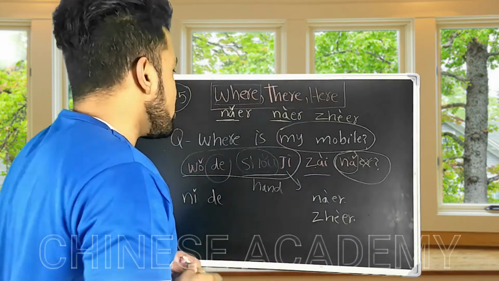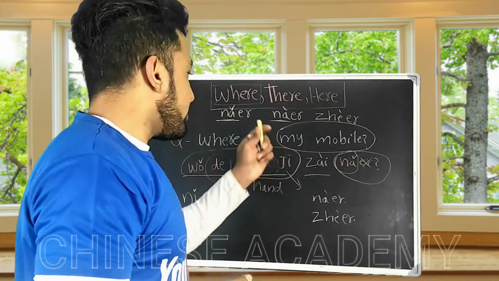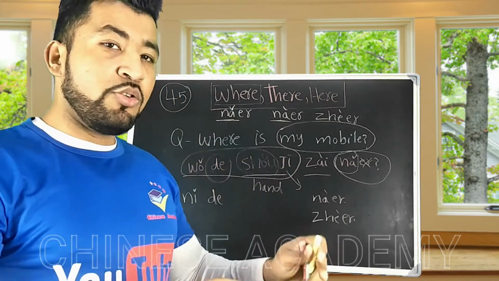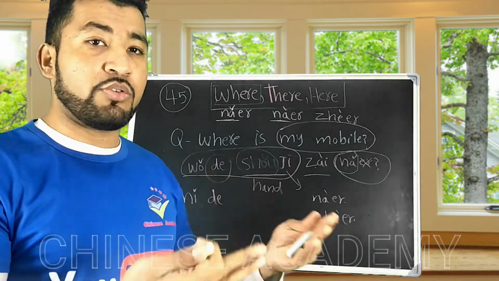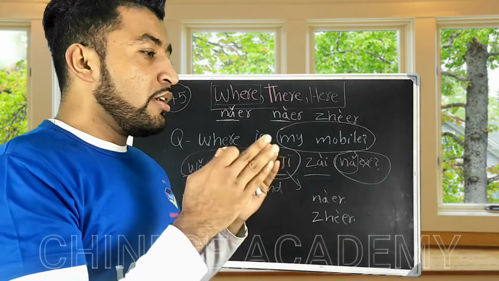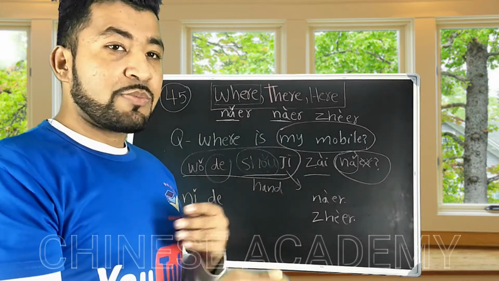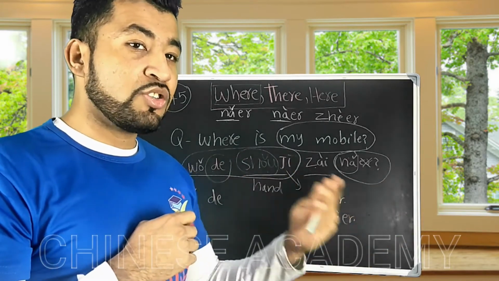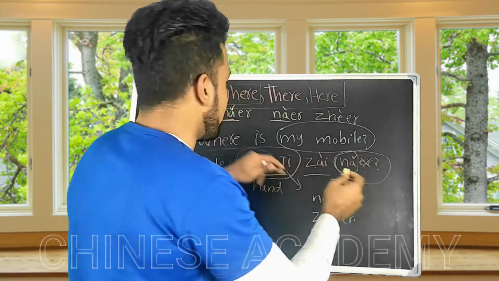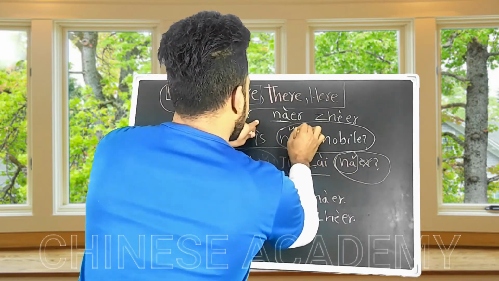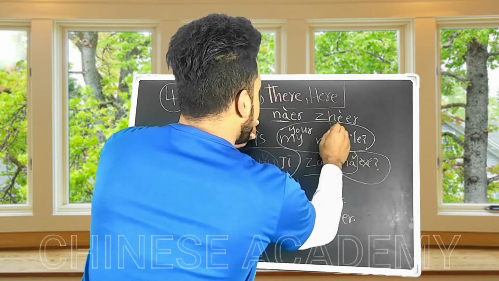你的手机在这儿. But this was just an example for mobile phone. You can use such examples for each and everything. For example, you're asking your classmate about your notebook, where is your book. In that case you can ask him where is your book.